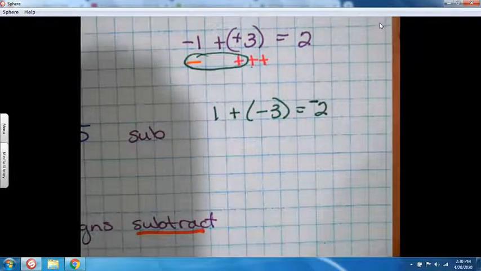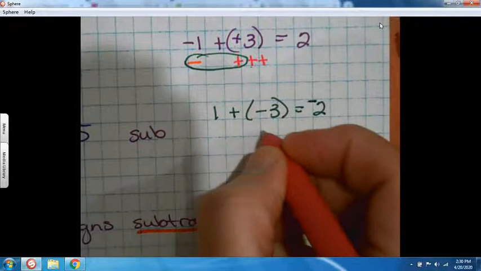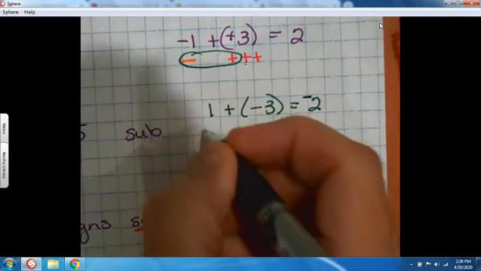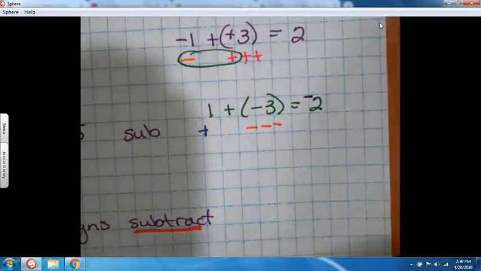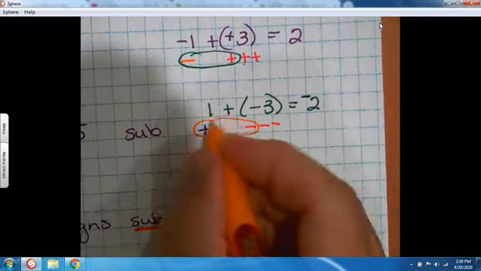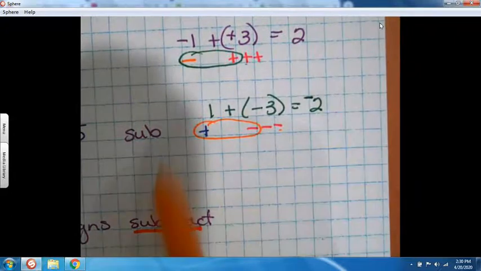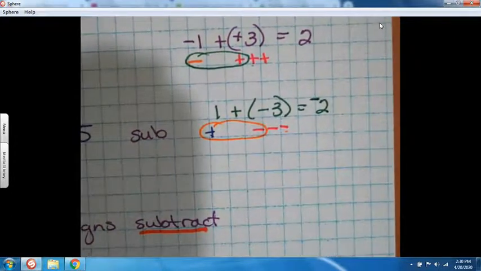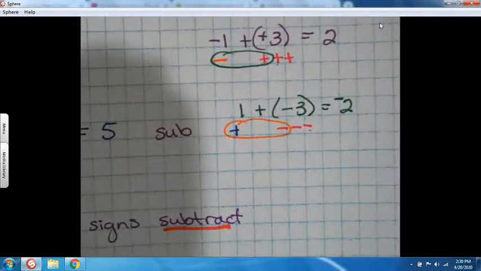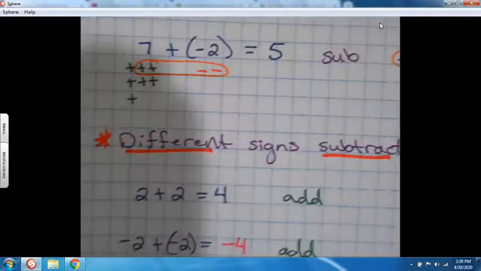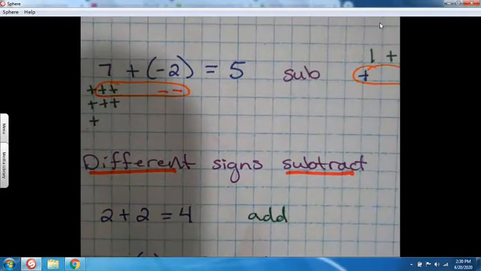So let's draw the picture. So here we've got 3 negatives, and here we have 1 positive. And if we circle our zero pairs, what do we have left over? We have negative 2. When the signs are different, you subtract. Don't forget that. You can also, like I said, use a number line on this. Okay? So if both signs are the same, you add. If the signs are different, you subtract.